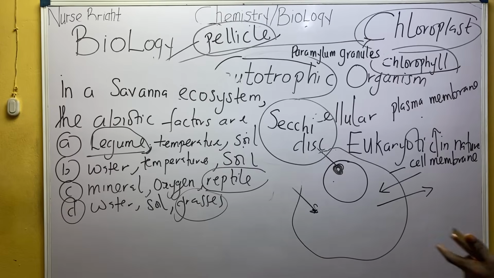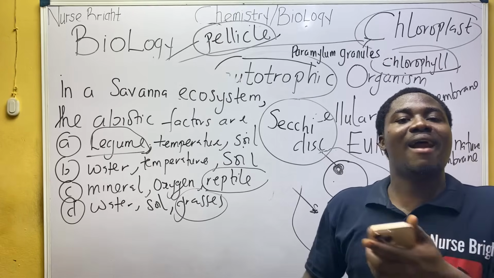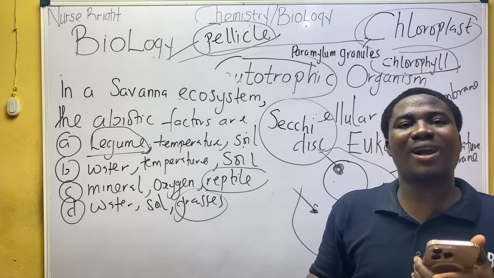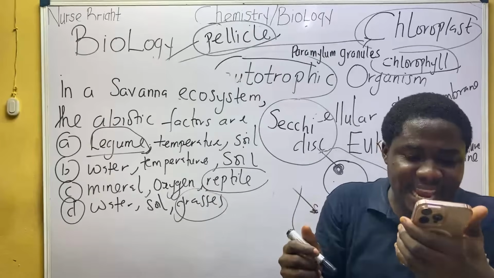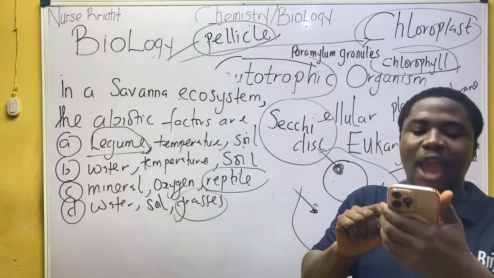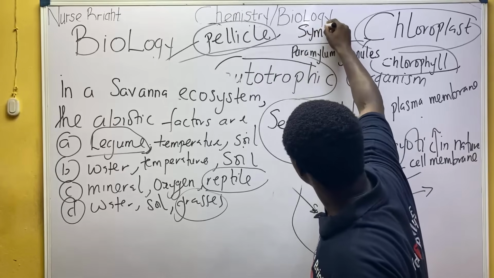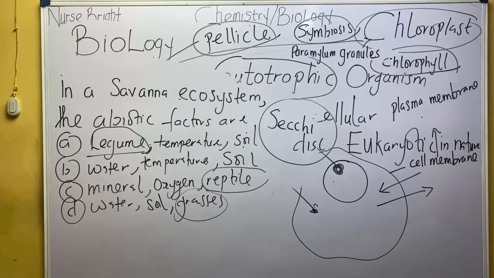So let us answer this question. First of all, before I read the question, let me just say something. In biology, there is what we call an association. An association, they call it symbiosis. Relationship between organisms, they call it symbiosis. Are you listening? It's called what? Symbiosis. Relationship between organisms is called what? Symbiosis. So I'm going to read the question so we can work on it.